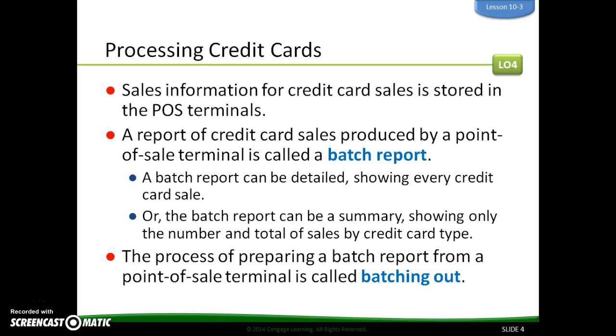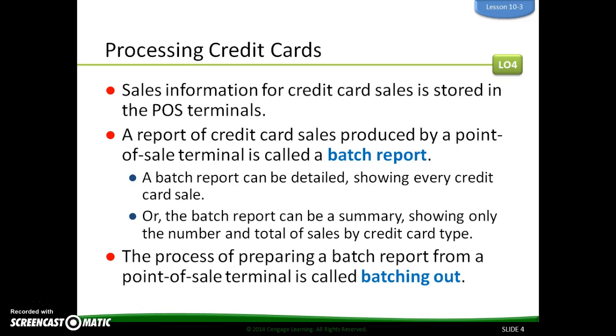All the sales information for credit card sales is then stored in the POS terminal. And what happens is that on a daily basis, there is a batch report that is generated, and it can be really detailed, and it can go item by item for every credit card, or it can just be the summary, which just shows the total number of sales by credit card type, which is kind of what we were looking at. The process of getting that batch report from the point of sale terminal, or the POS terminal, is called batching out, and businesses typically do this at the end of every day. They batch out, and this information gets submitted so the businesses can get paid.